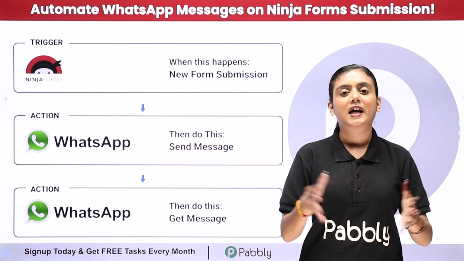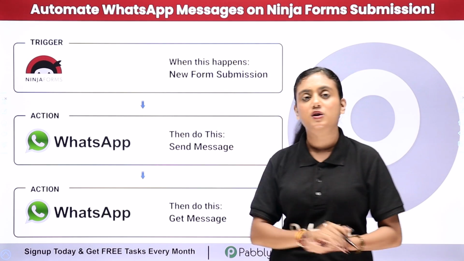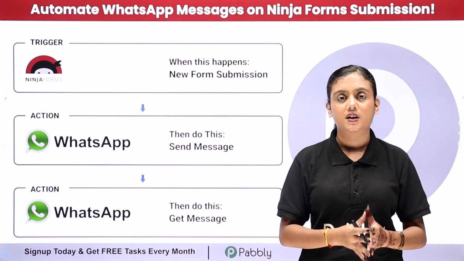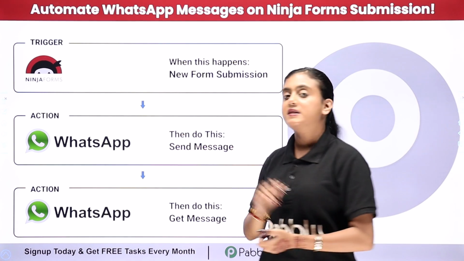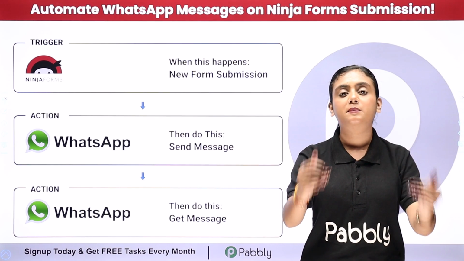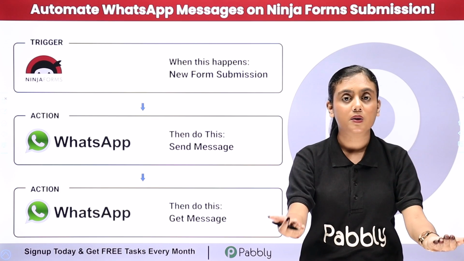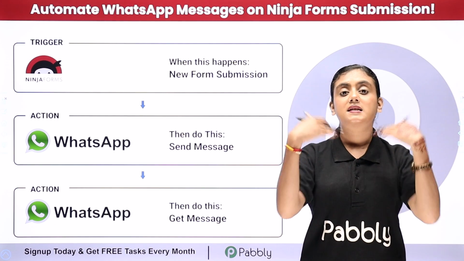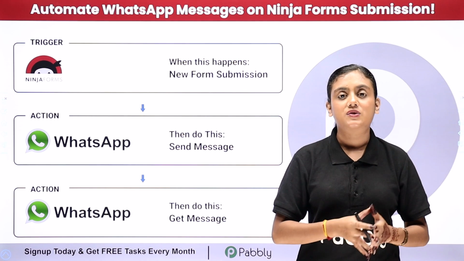I have created a form using Ninja Form and I want that as soon as a new form submission is going to be done by any of the registrants using the form, I want to first send that person a WhatsApp message confirming the booking for the event. And then as the notification has been forwarded towards my customer, I want to receive a notification myself on my WhatsApp with the registrant's details.